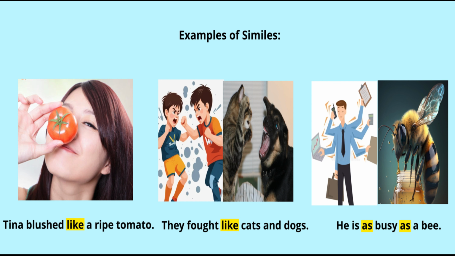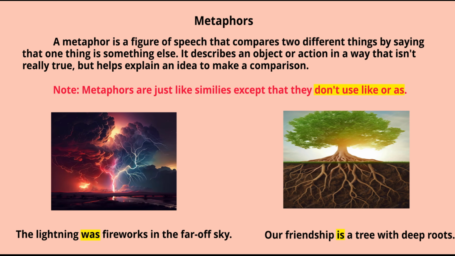In this third image, you can see a man who's really very busy doing lots of things. He's multitasking. He is as busy as a bee. So we have compared him to a bee. So these are the examples of similes. The next one is metaphors.